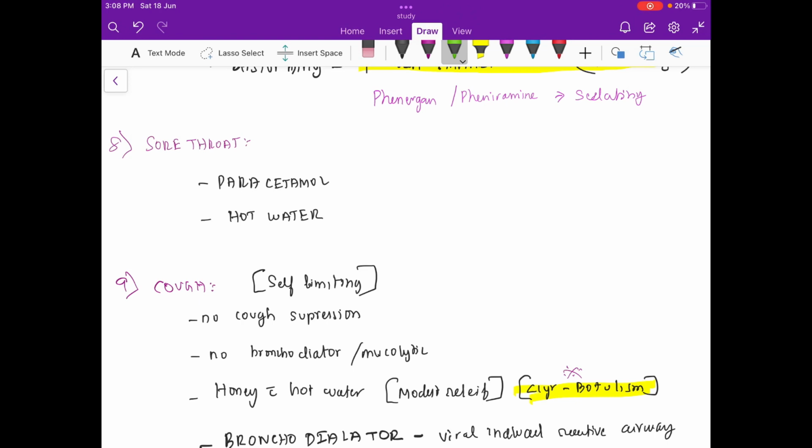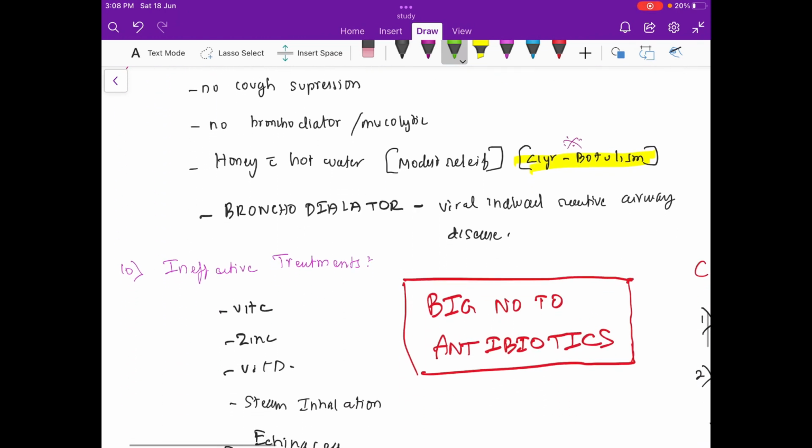Cough usually is treated by either giving a cough suppressant or a bronchodilator and a mucolytic. Both are not required in a plain upper respiratory tract infection. The first generation antihistaminic which you had given for rhinorrhea itself will take care of the cough. In smaller children, you can use honey mixed with hot water, which gives a modest relief in the symptoms of cough, and it suppresses cough by a natural remedy. But honey is not given in children less than 1 year because of fear of botulism. Don't give honey in children less than 1 year.